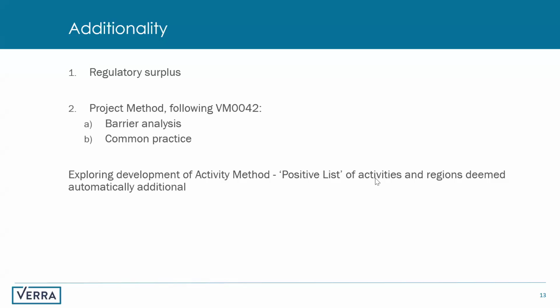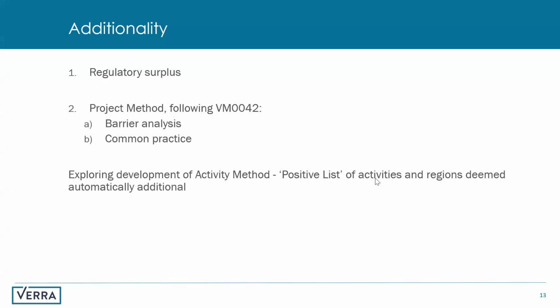And then we move to the project method, which essentially will be following the requirements in VM42. That includes a barrier analysis, where the project developer demonstrates what barriers were in place that prevented the projects from implementing those types of practices without the carbon incentive. And then secondly, a common practice assessment, where the project will need to demonstrate the level of uptake of those particular activities that they're looking to incentivize throughout their project area.